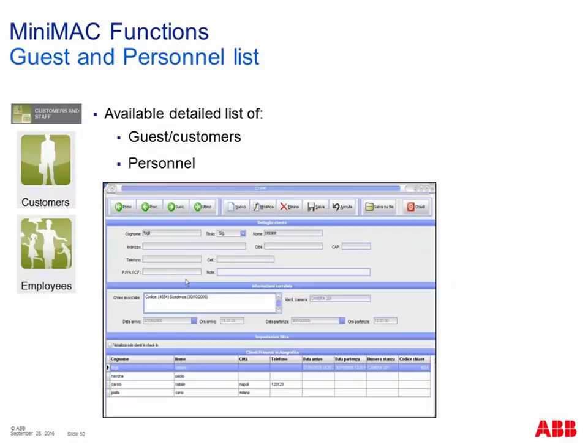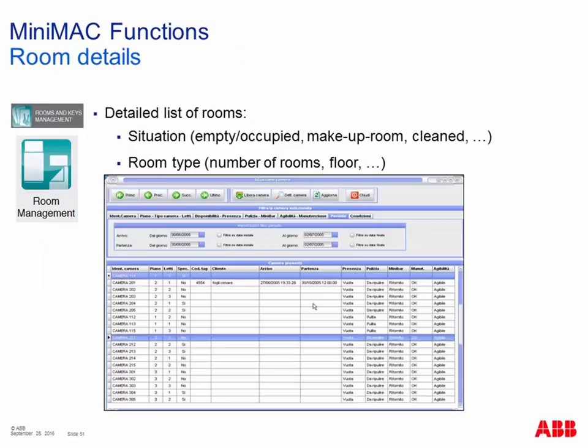Then you can also have in the menu a list, a database, of customers and of employees you have in your MiniMAC, in your hotel. You also have a menu in which you have a list of all the rooms you have in your installation and a status for the room. So if it's empty or occupied, if there are some problems in terms of minibar to be filled, maintenance, or so on, the type of room, number of floors, and so on.